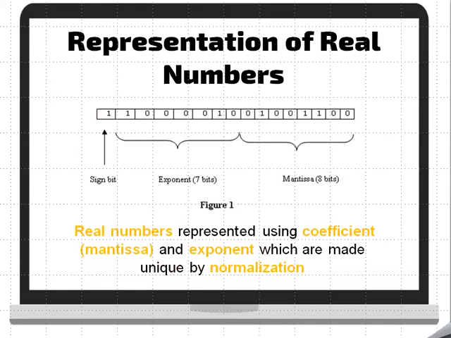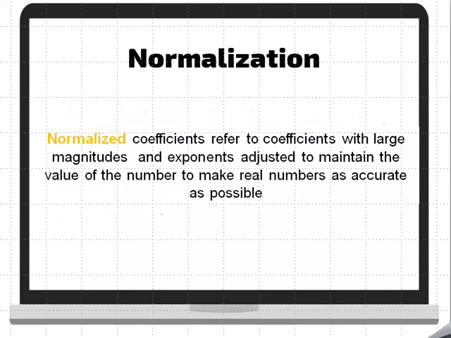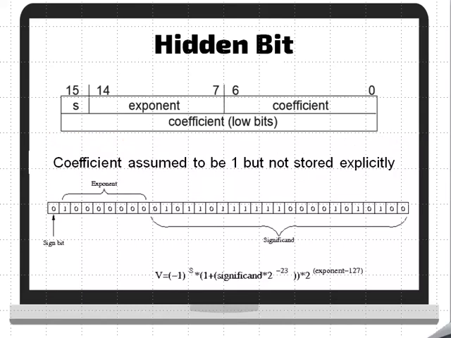For the representation of real numbers, they are represented using a coefficient, also called the mantissa, and an exponent, which are made unique by normalization. We also have a process called exponent biasing, where exponents are biased to represent both negative and positive exponents by complementing their leftmost bit. The process of normalization refers to normalized coefficients, which are coefficients with large magnitudes and exponents adjusted to maintain the value of the number, to make real numbers as accurate as possible.